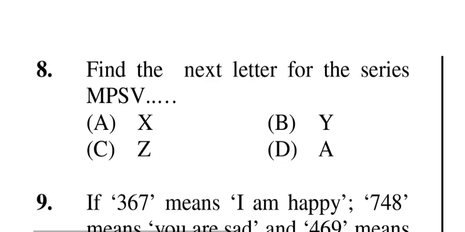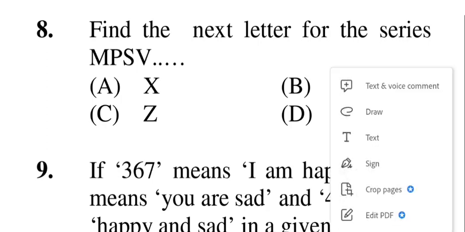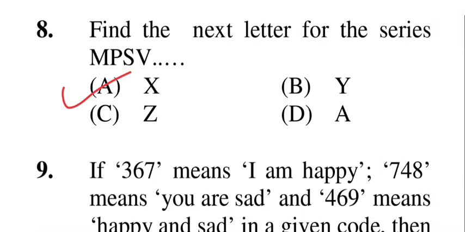Then the next question: find the next letter for the series MPSV. X, Y, Z, A. The correct option is B, that is Y. You have to do it through your reasoning ability. Solve as many questions as possible related to reasoning.